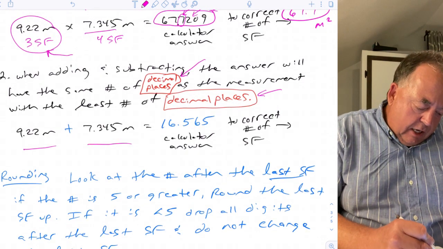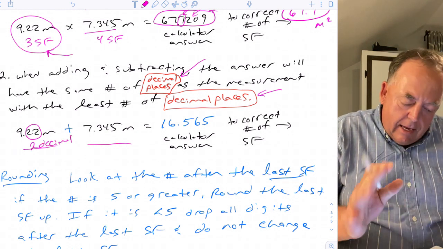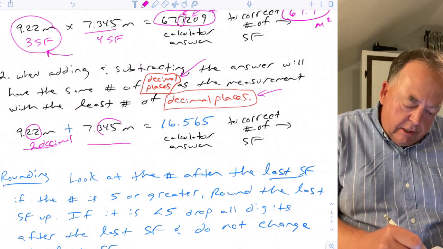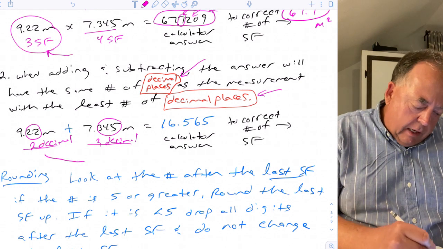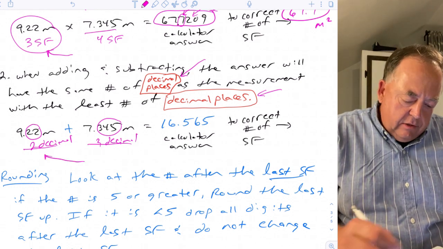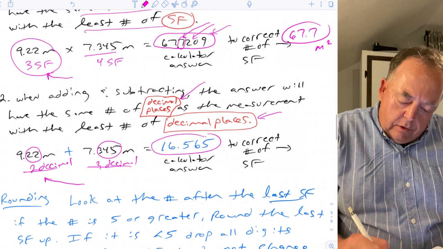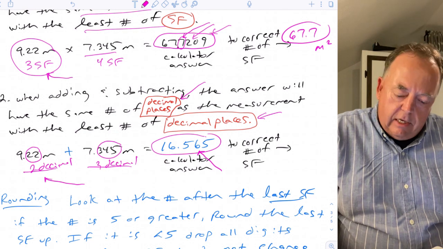then this has 2 decimal places. Doesn't matter that it has 3 significant figures, that is irrelevant now. And this has 3 decimal places. So the answer will have 2 decimal places. So if you add these two numbers, the calculator tells you that, and this number has to have 2 decimal places, so the 6 is the last number that counts.